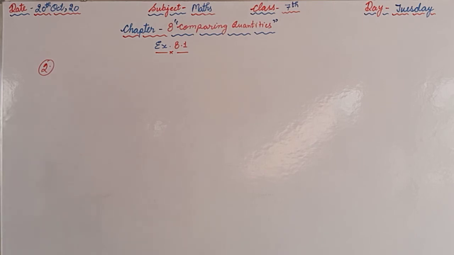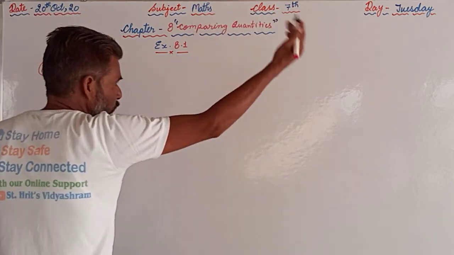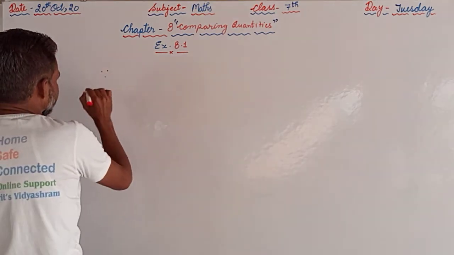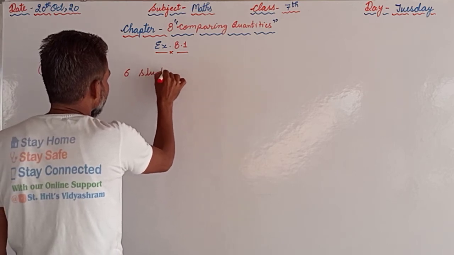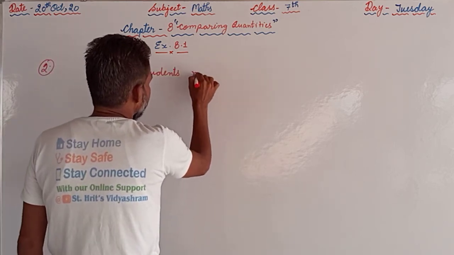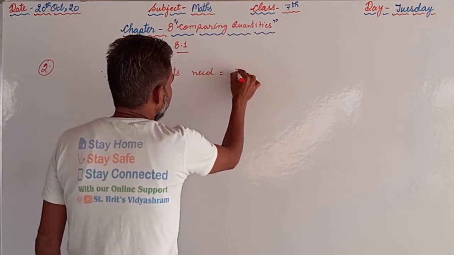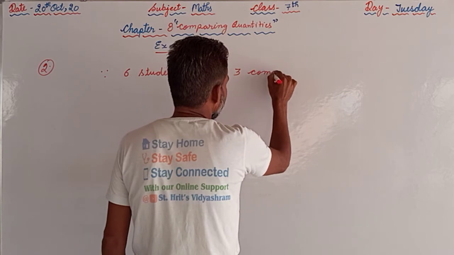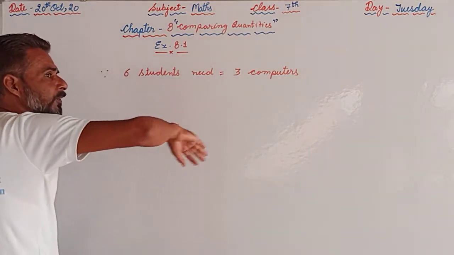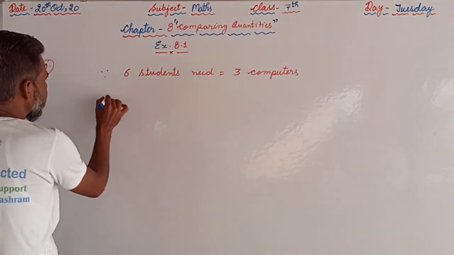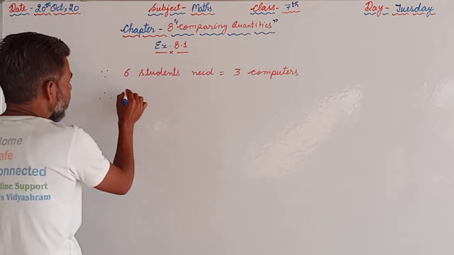In a computer lab there are 3 computers for every 6 students. How many computers will be needed for 24 students? What we have to find? We are supposed to find the number of computers. So the number of computers we are supposed to keep on the right hand side. 6 students need 3 computers. So number of computers we will keep on the right hand side and afterwards we will find for one student.